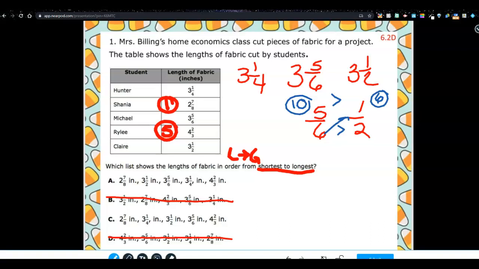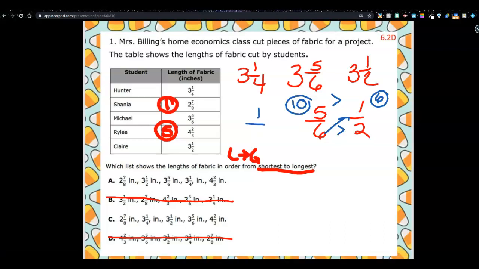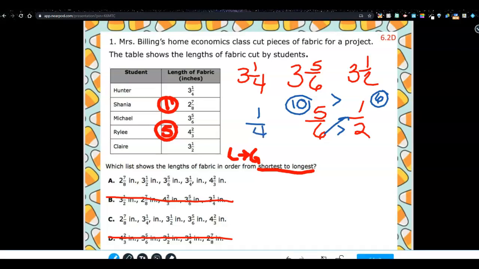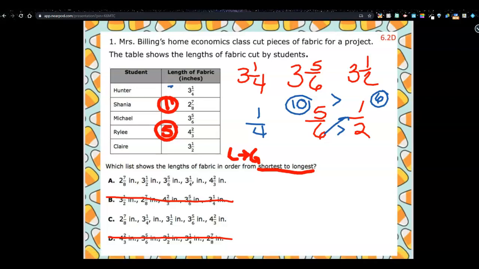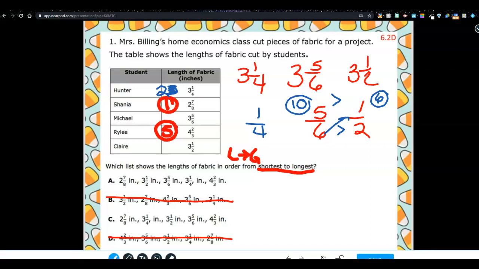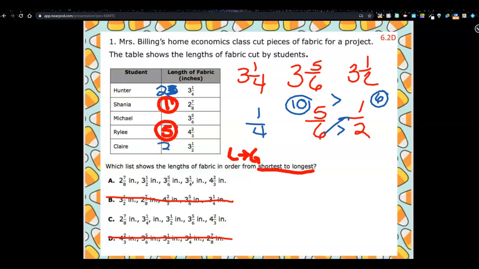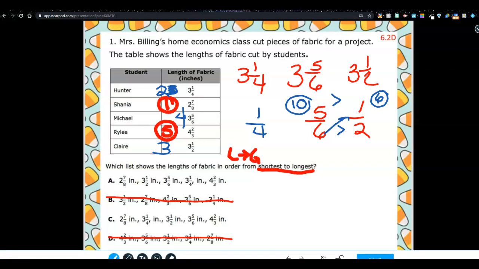Okay, so I know that 1/4 is smaller than both of those. So I've got my 1/4 is the third number. No, my bad. It's the second number. Then comes 1/2, because that is half, and this is more than half. So half gets the 3, 5/6 gets the 4. Can we do it on both? Like write it on both? You can if you want.